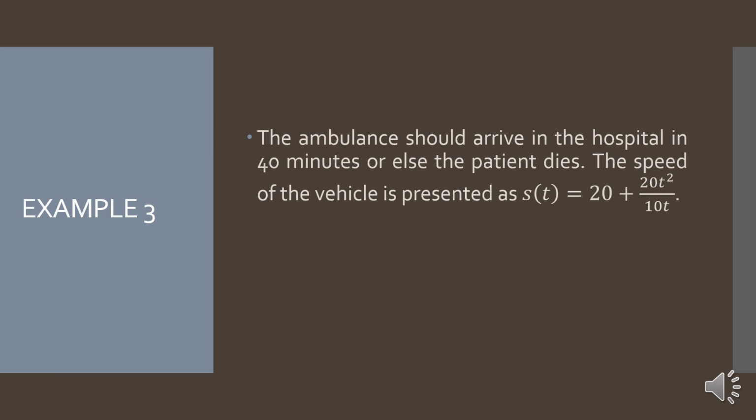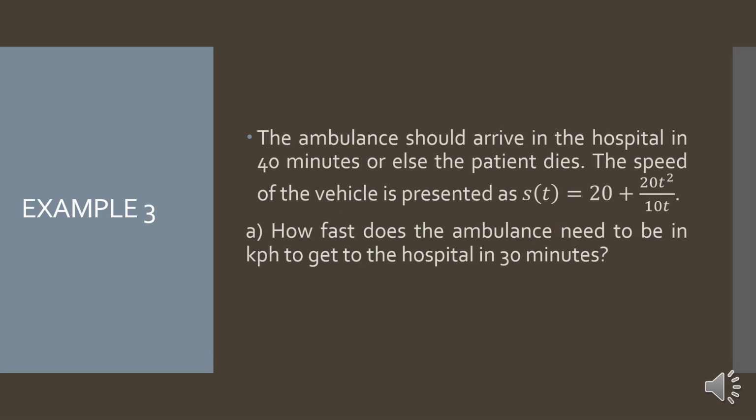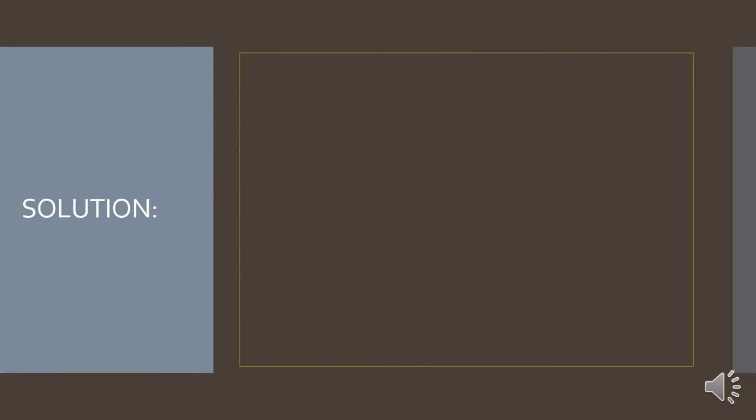Here is an example of an application of rational function. Here is the problem. The ambulance should arrive in the hospital in 40 minutes or else the patient dies. The speed of the vehicle is presented as s of t is equal to 20 plus 20 multiplied by t squared over 10 times t. The question is, how fast does the ambulance need to be in kilometers per hour to get to the hospital in 30 minutes? So here is the solution of the problem.